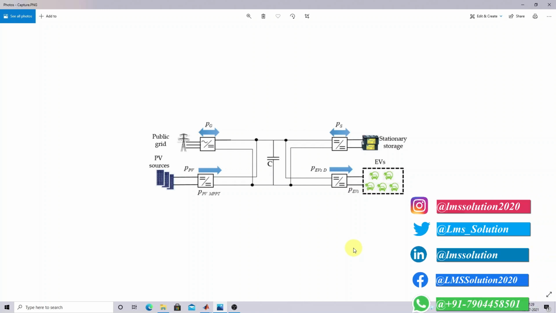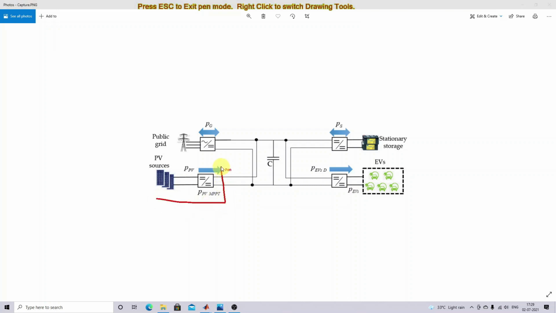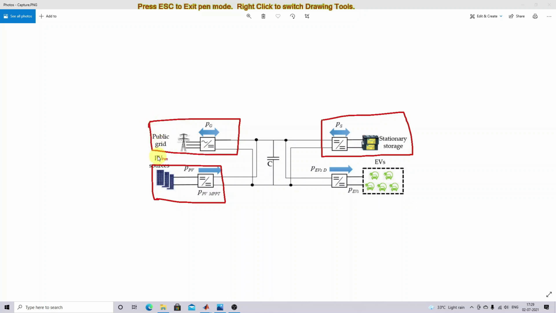So this is the block diagram for a solar powered EV charging station. This block diagram consists of a PV array along with the DC-DC converter and the MPPT algorithm, and then a standby storage element, nothing but battery storage, a stationary storage element along with the bidirectional DC-DC converter with some voltage controller, and it has grid integration, grid supply, and then it has an EV battery with the DC-DC converter.